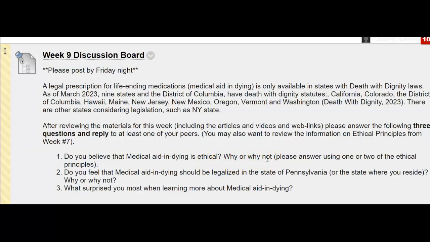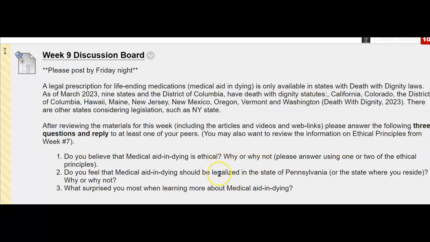For your responses, and remember, when we're reading a peer's response to an ethical question, we have to be very cognizant that in ethics there is no per se right or wrong. People have reasons, rationale of why they think something is ethical or is not. I do want you to answer this question using one or two of the ethical principles. But we will be very respectful on whether one agrees or disagrees.